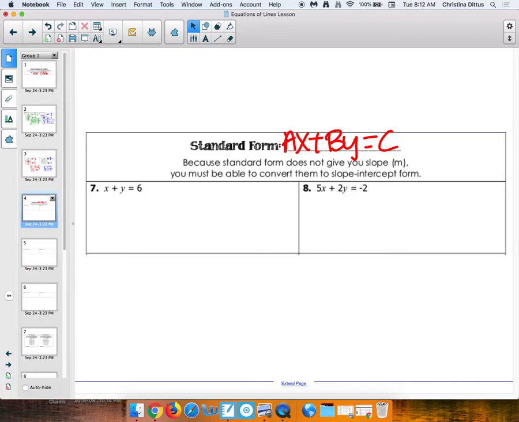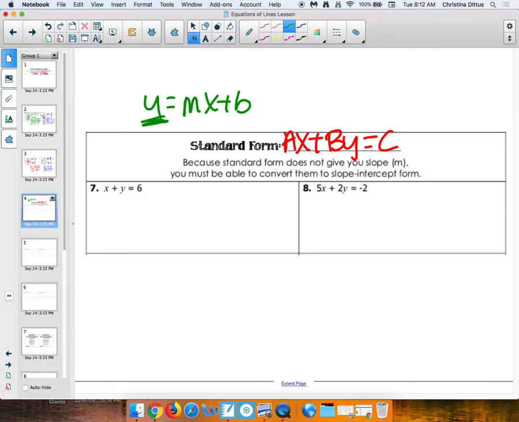What you notice, the other form is called slope-intercept because it gives you the slope and the intercept. This one doesn't give you really anything. So all we've got to do is turn this into slope-intercept, because slope-intercept is like the holy grail of our equations. Remember, our slope-intercept form is y equals mx plus b. So y is all by itself. What we're going to do with these equations that are in standard form is get y by itself.